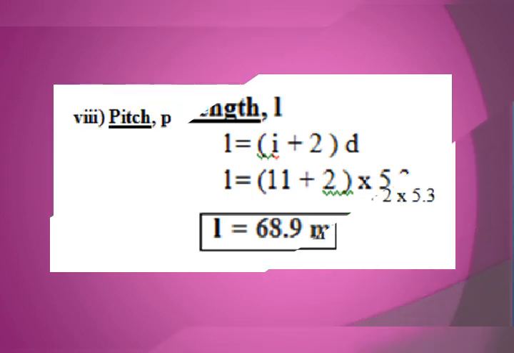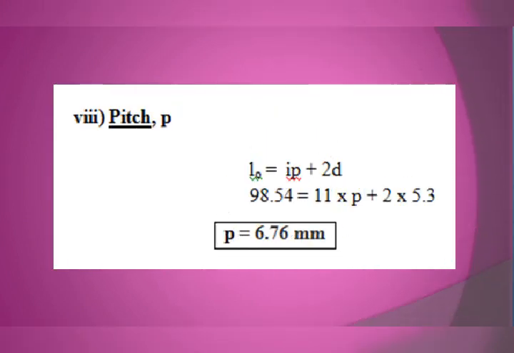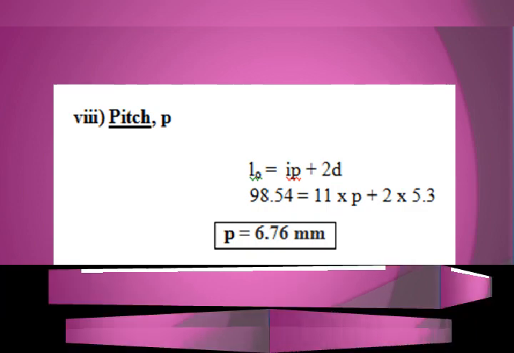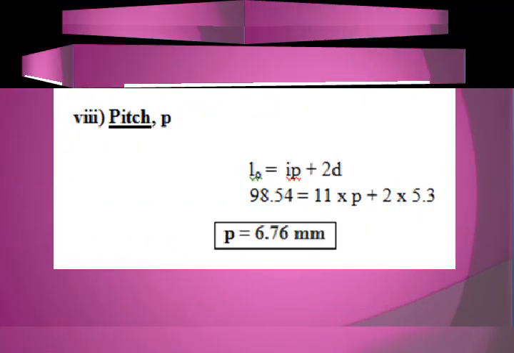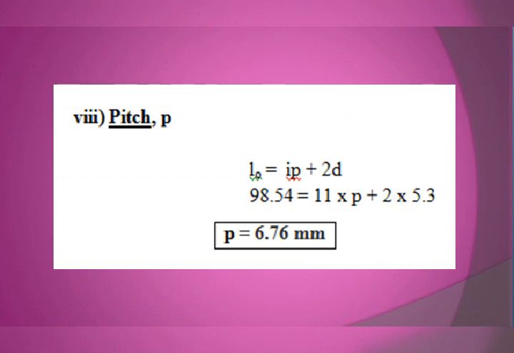Now the last unknown will be the pitch. To evaluate the pitch value, the equation we have is L0 is equal to i into p plus 2d. Here for L0, you can substitute either 98.54 or 99, any value. By substituting the value, we are getting pitch p is equal to 6.76 mm.